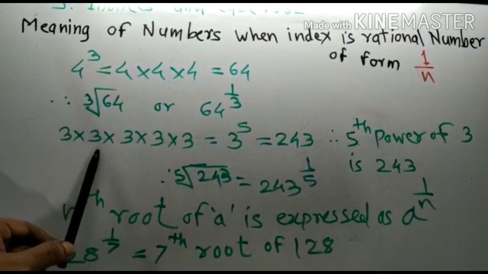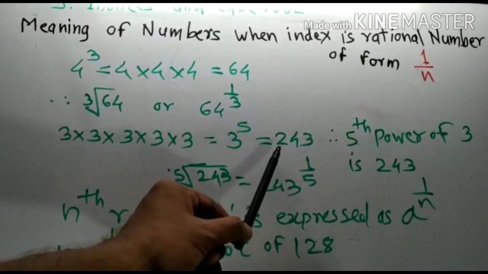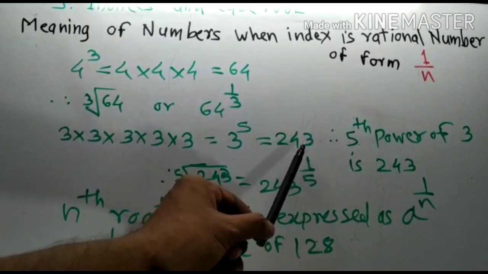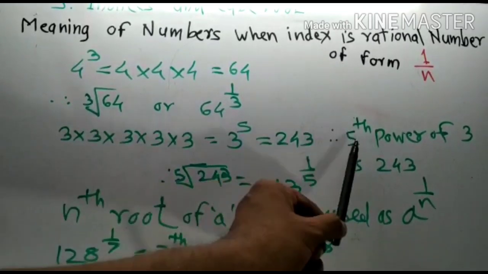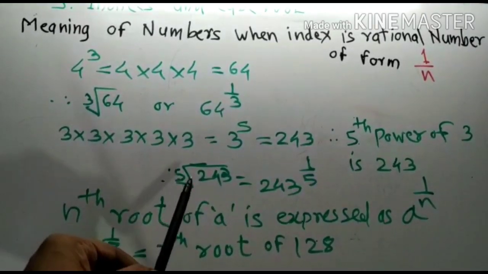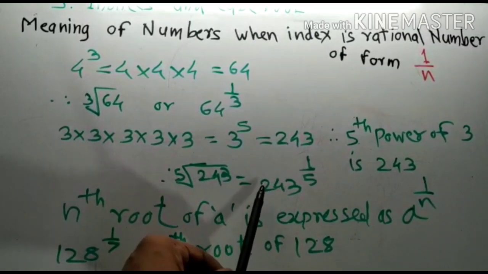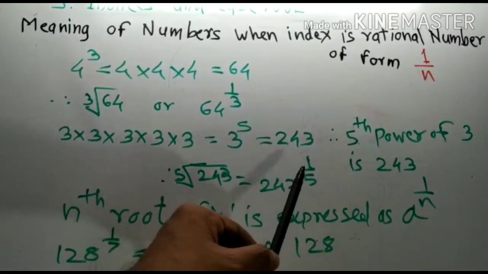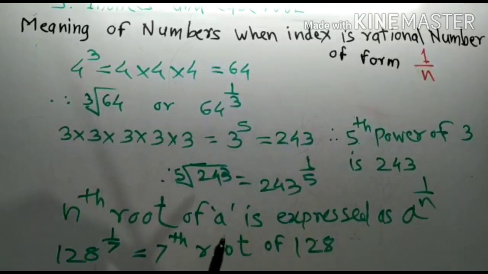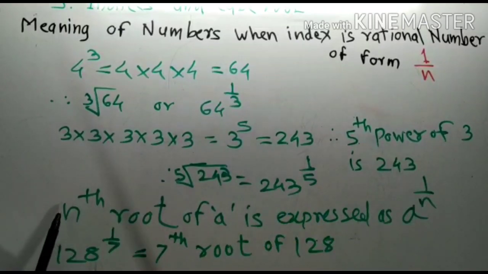Here 3 into 3 into 3 into 3 into 3 equals 3 raised to 5. It's 5 times. The index is 5, and the value is 243. Means we read here the fifth power of 3 is 243. The fifth root of 243 is expressed in this way: 243 raised to 1 upon 5. The nth root of a is expressed as a raised to 1 upon n, where the base is a. It is expressed in this way.